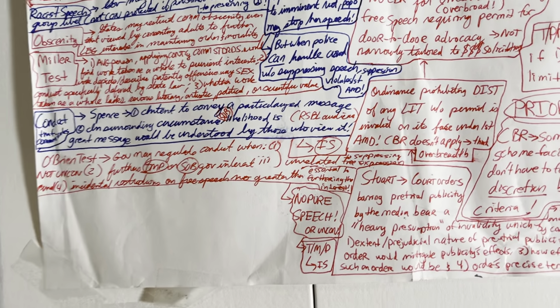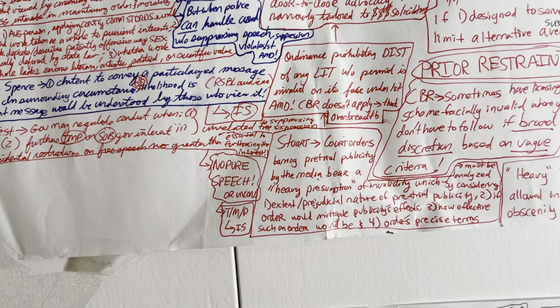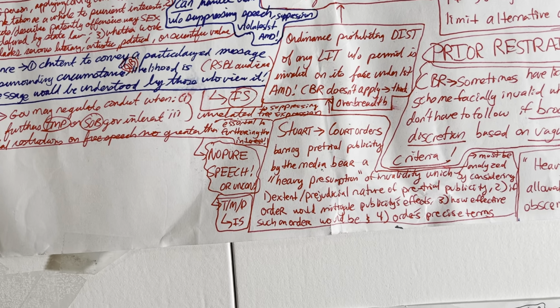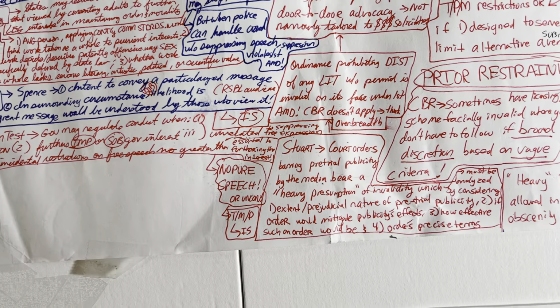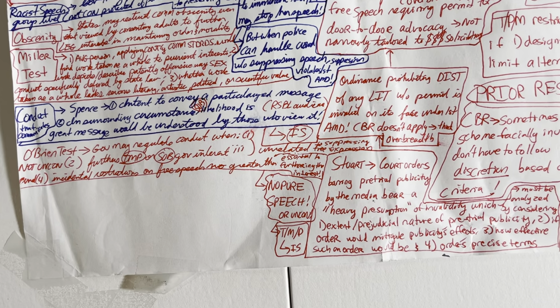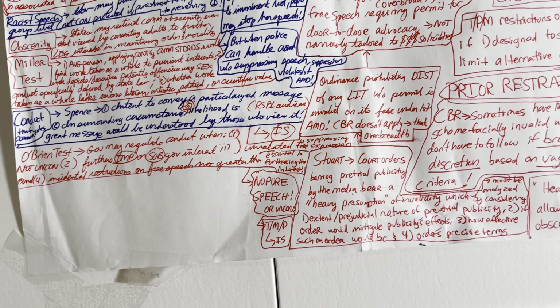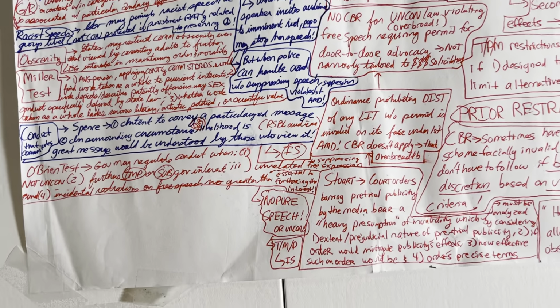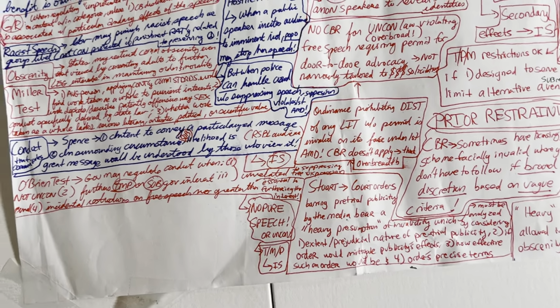Also think about that Stewart case, where court orders barring pretrial publicity by the media bear a heavy presumption of invalidity, which must be analyzed by considering 1, the extent or prejudicial nature of pretrial publicity, 2, if the order would mitigate publicity's effects, 3, how effective such an order would be, and 4, the order's precise terms.